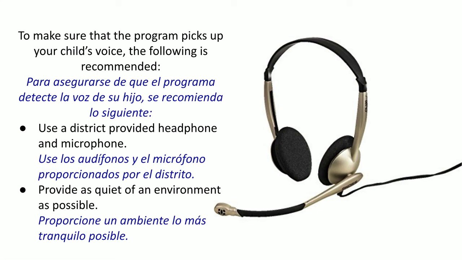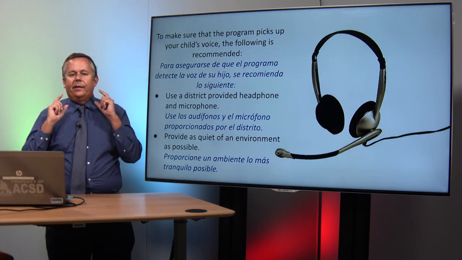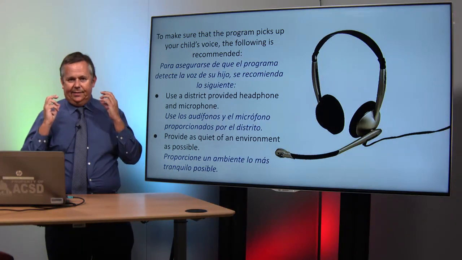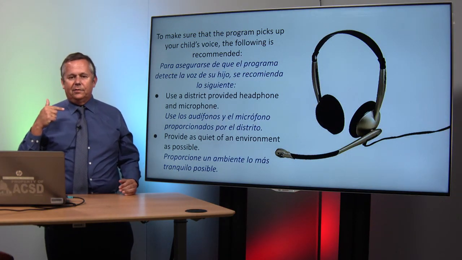To make sure that the program can hear your child's voice and understand your child's voice, make sure that your child is wearing the headset with the earphones and the microphone, and try to make sure that the child has a quiet environment, the quietest environment that's possible and feasible. Also make sure that the child is wearing the district-provided headset with the headphones and the microphone.